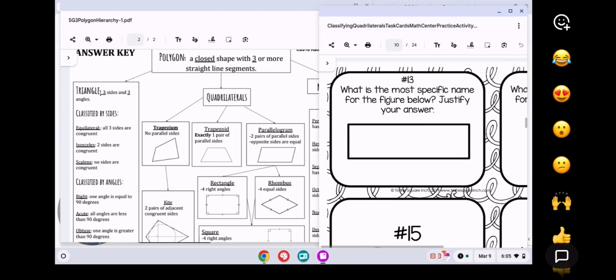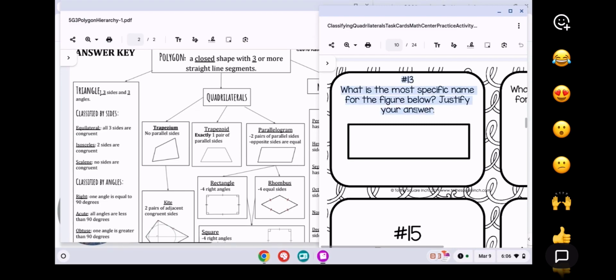So let's take a look at one together. Let's go ahead and look at problem number 13 here. So this is task card number 13. You should be working with a partner for this, but you can also do it on your own. If you're working with a partner, take turns. One person reads it and the other person looks for the answer on the hierarchy, and then you can switch. Then the other person reads it and the other person looks on the hierarchy.